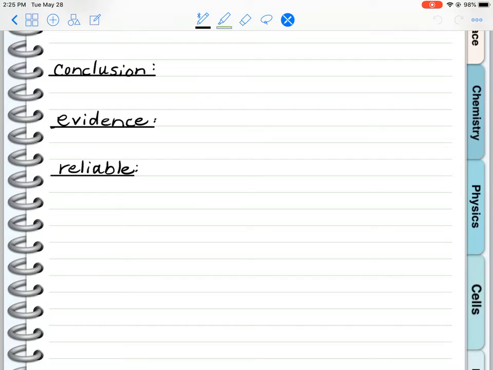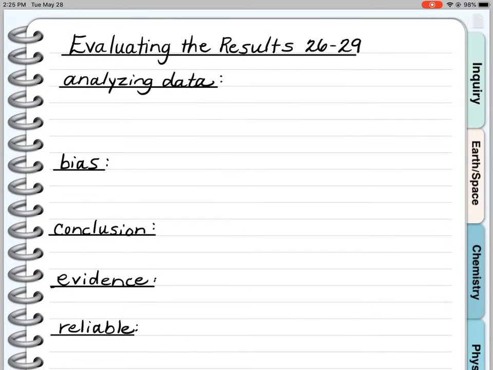Again, I know this is monotonous, but once we get through this lesson, we'll actually be doing a few more things. In the next one, we have some graphs and things to look at, so it hopefully will be a little more exciting. But in this one, we have 5 more terms, and let me highlight those for us. We have analyzing data, bias, conclusion, evidence, and reliable. And you probably have heard of all of those except maybe bias. Bias is one that we don't hear a lot.